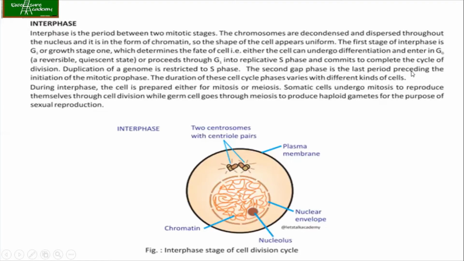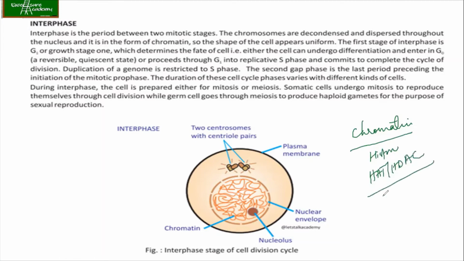It is the period between the two mitotic stages. The chromosomes are decondensed and dispersed throughout the nucleus, and it is in the form of chromatin. Now, how can questions come? This is for the interview point of view. If it is in the chromatin state, when you say chromatin, then what all proteins are present? You can talk about the histones over here. Then you can talk about HAT and HDAC, how they work whenever you need any particular region of DNA to be transcribed, for gene expression.